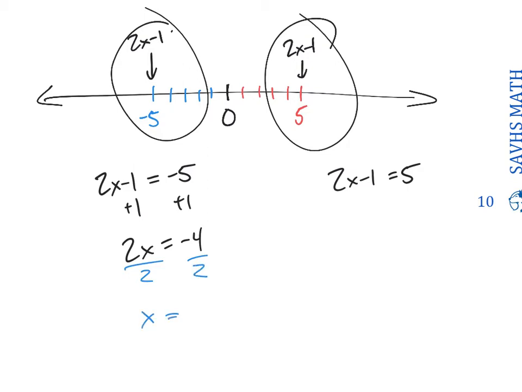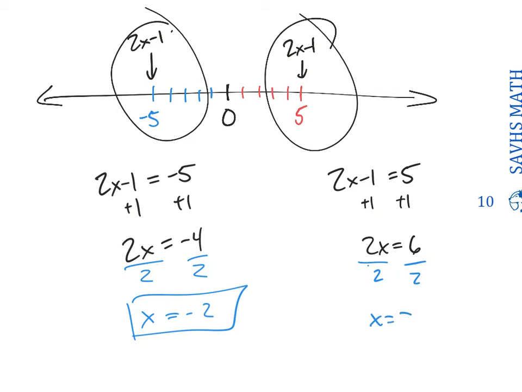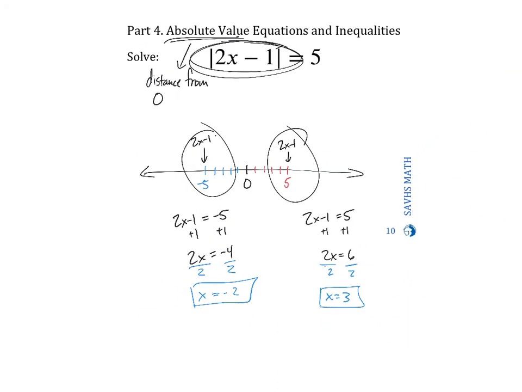We get x is negative 2. That's one solution. And then we're going to add 1. We get 2x equals 6. Divide both sides by 2. And I get x is 3. Whoa, okay. So now I have two solutions. And what I need to do is check to see if they work.